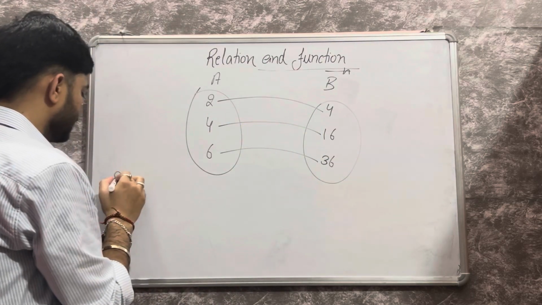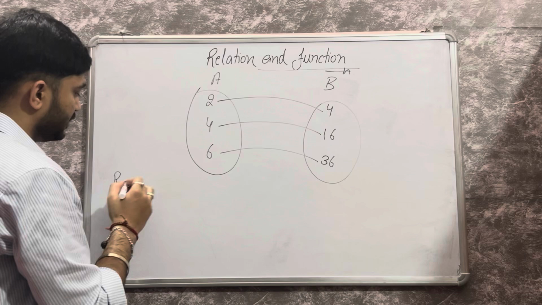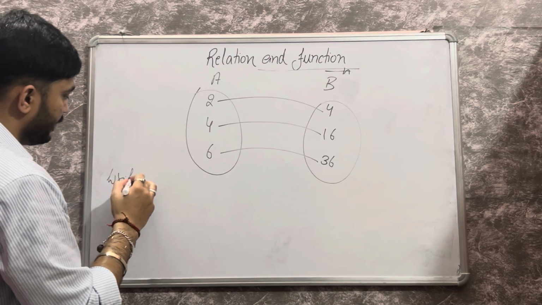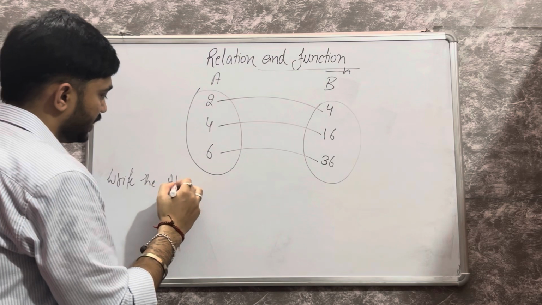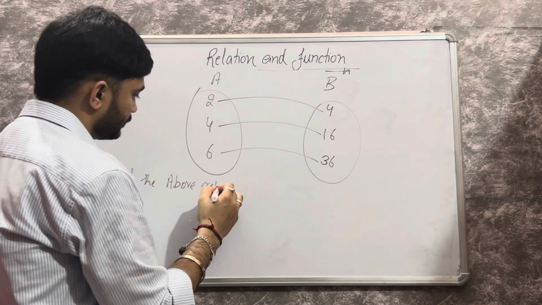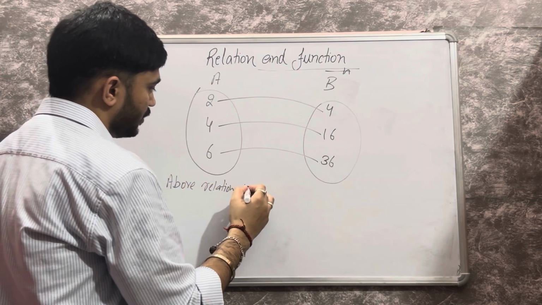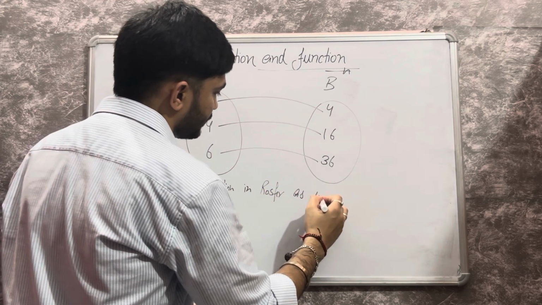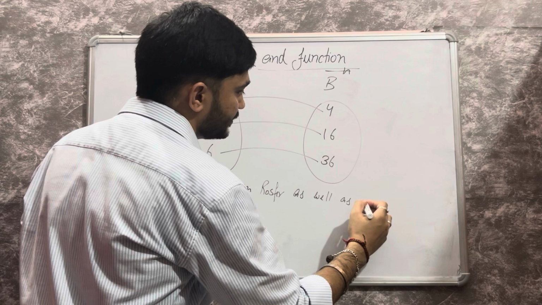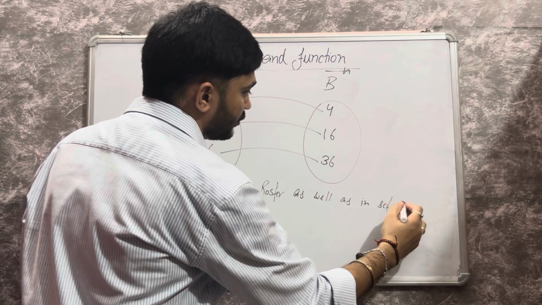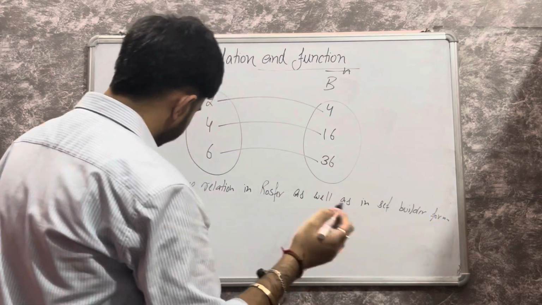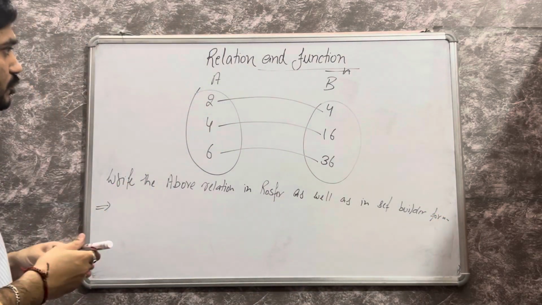This relation is given to us and you have to write this relation. Write the above relation in roster as well as in set builder form. How are we going to do so?